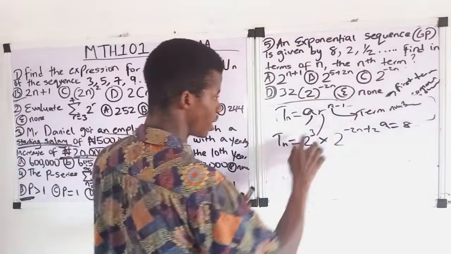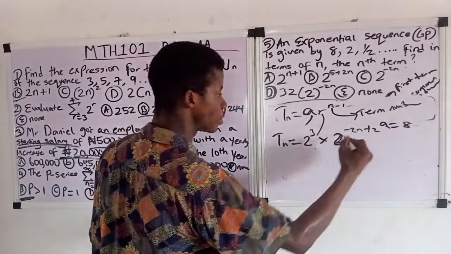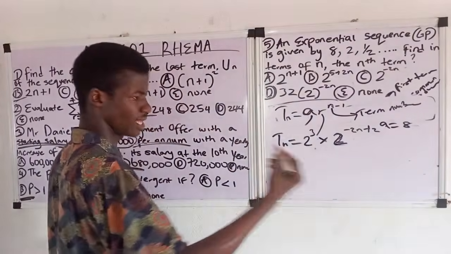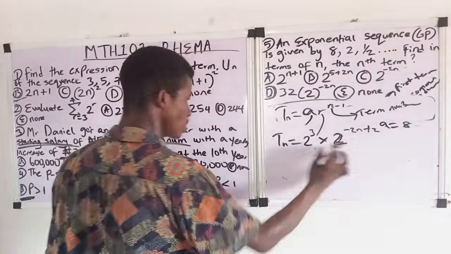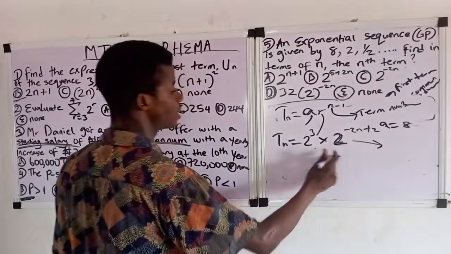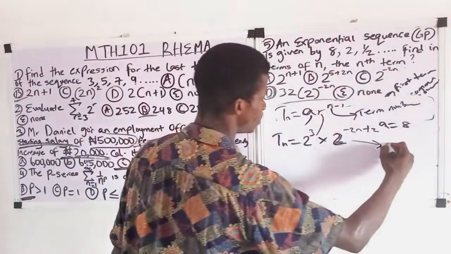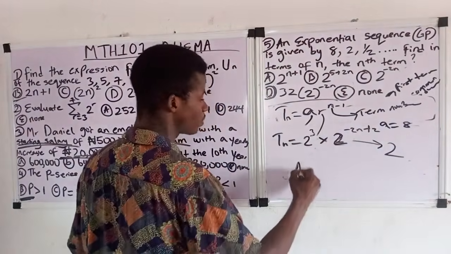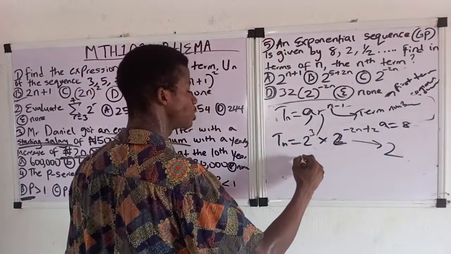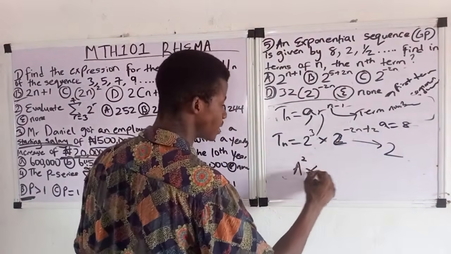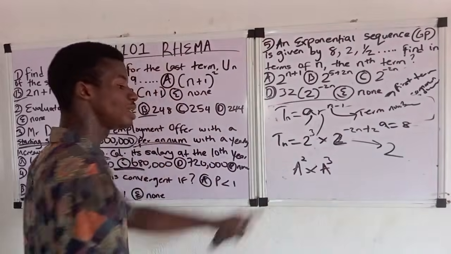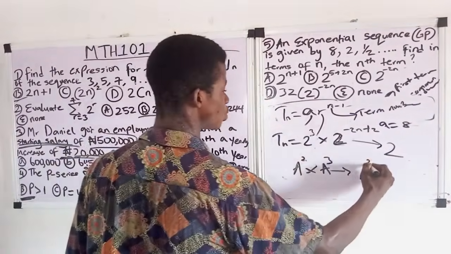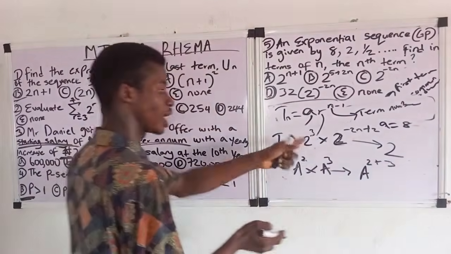Now if we continue, according to indices, when two bases are multiplying each other, we take one of the bases, then we add their powers, right? For example, a raised to power 2 times a raised to power 3. Now, when two bases are multiplying each other, we take one of the bases, then we add their powers, so 2 plus 3, right? Yes. So that's what we are going to do here.